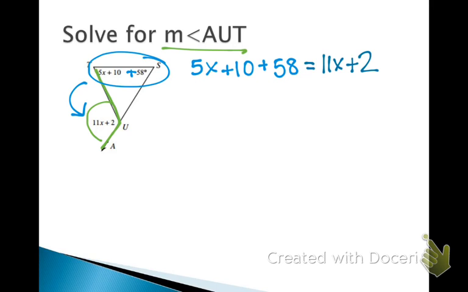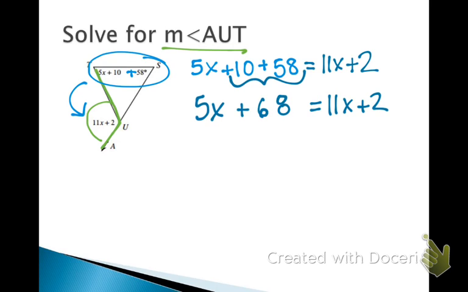So from here, we need to combine like terms. So I'm going to drop down my 5x. My like terms are 10 and 58. They're on the same side of the equal sign, so I add them together like it says. That equals 11x plus 2.